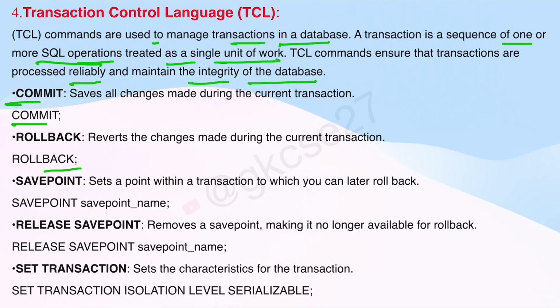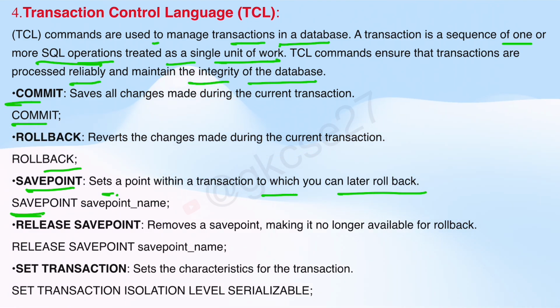Savepoint sets a point within a transaction to which you can later roll back. That means if you want to check one condition, till that point only you can roll back. Then the savepoint command will be used. Release savepoint removes a savepoint, making it no longer available for rollback. If we want to remove this savepoint, then the release command will be used.